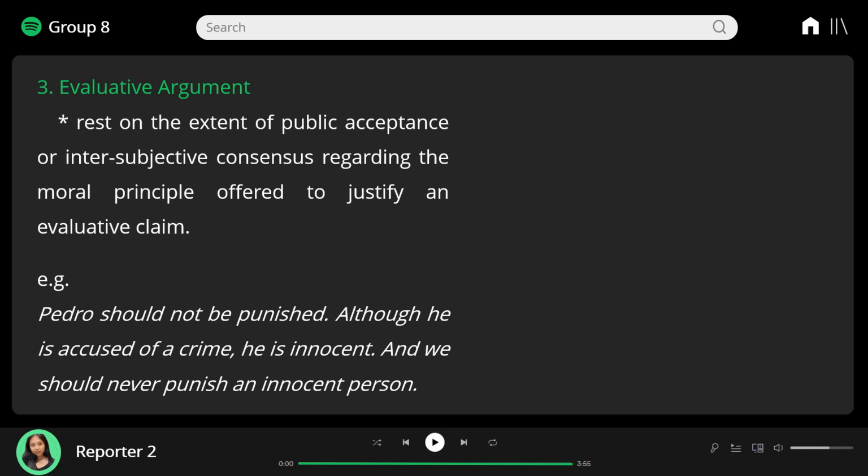So third and last, the criteria for judging the strength of an evaluative argument rest on the extent of public acceptance or intersubjective consensus regarding the moral principle offered to justify an evaluative claim. The relationship between premise and conclusion is loose and susceptible to variations from different audience, since audience have also different moral principle and perspective. For example, Pedro should not be punished. Although he is accused of a crime, he is innocent, and we should never punish an innocent person. So some may believe in their moral perspective na inosente si Pedro, but some are not, so the strength of evidence depends on the audience.